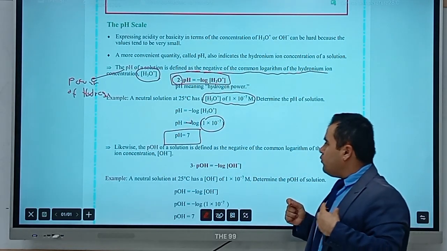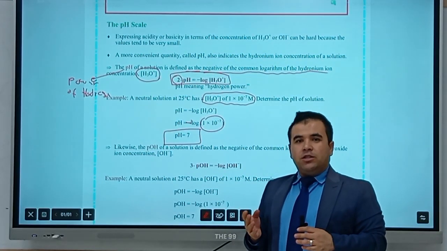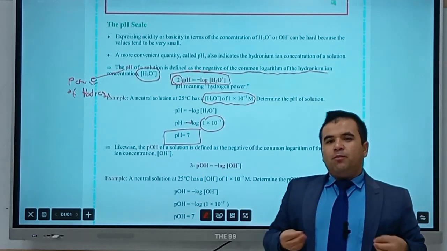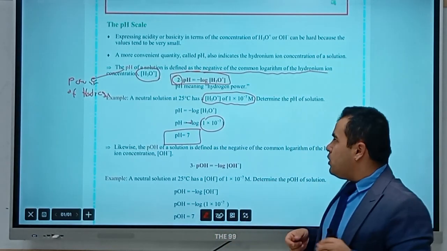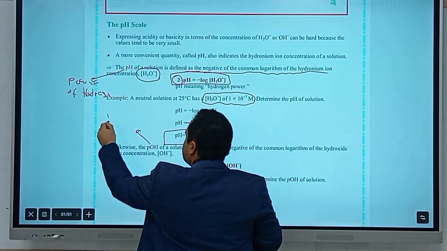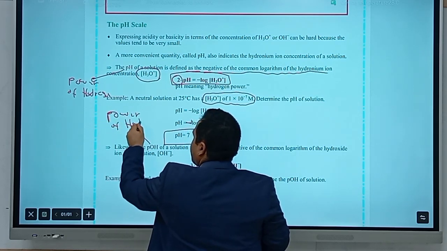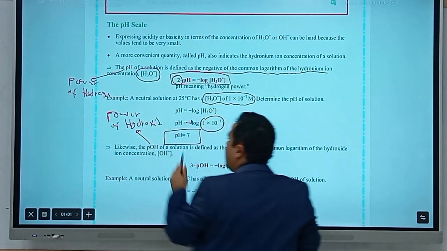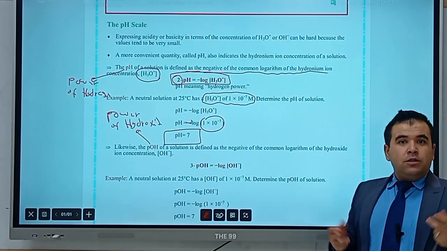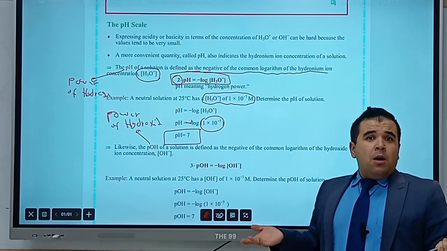pH of the solution. Besides the pH, guys, we have another quantity which we call the pOH. As the pH was the power of hydrogen, the pOH is the power of the hydroxide. So pOH is the power of hydroxide. The power of hydroxide is used to determine the alkalinity and acidity as well as the pH.